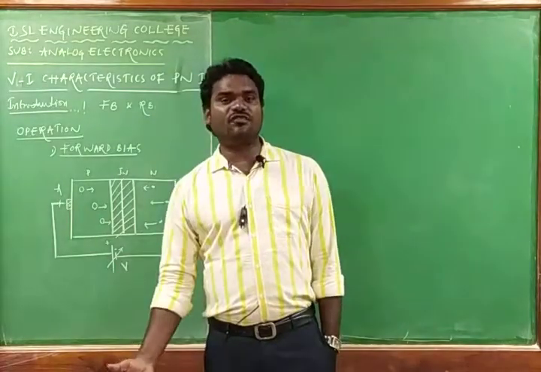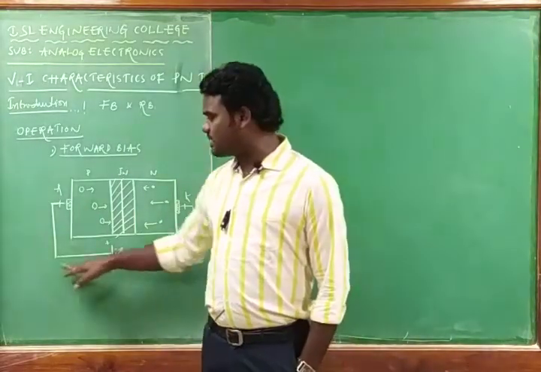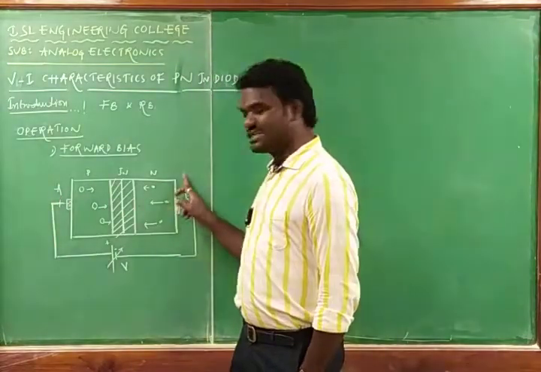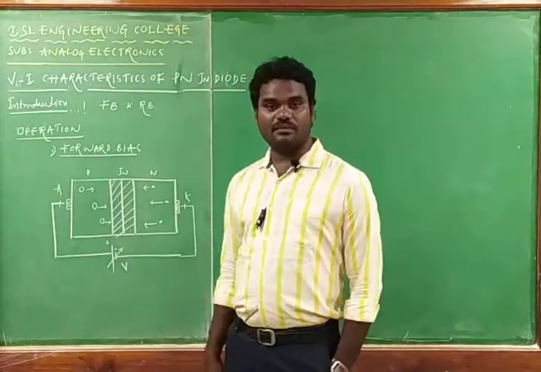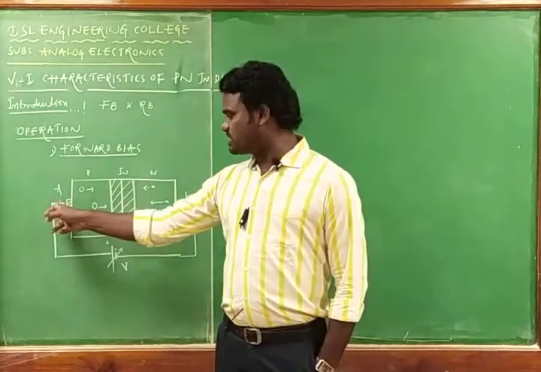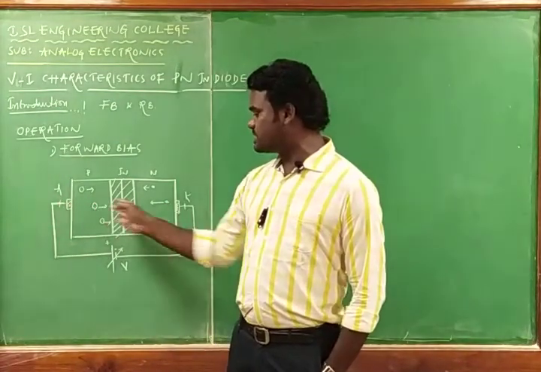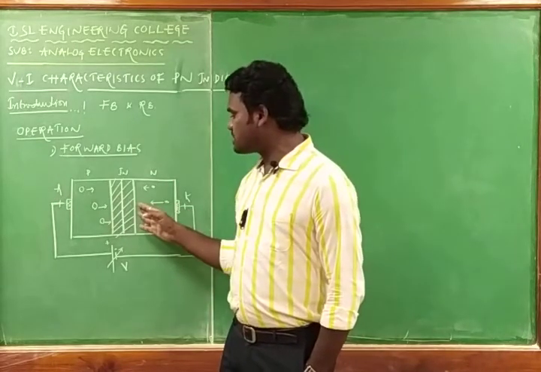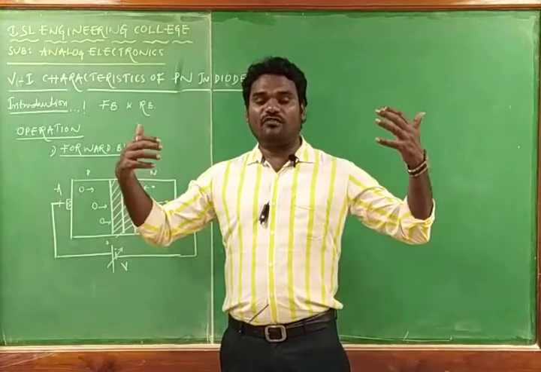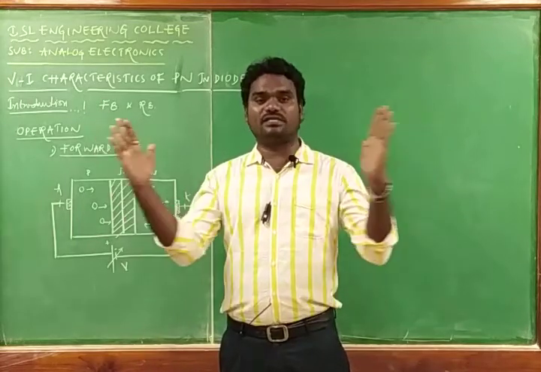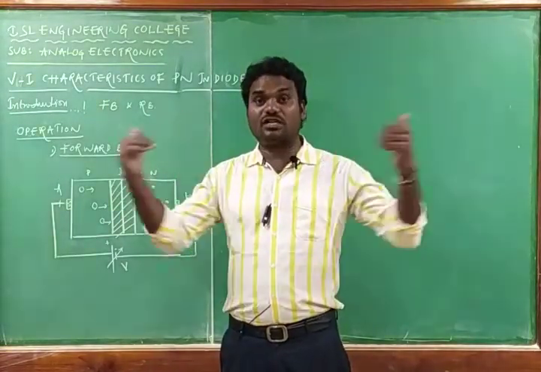Voltage is nothing but a force. Now we are applying some force, positive and negative. Positive-positive gets repulsion, and negative-negative gets repulsion, so this positive charge pushes the holes towards the junction, and this negative charge pushes the electrons towards the junction. That means the forces are operating in opposite directions towards the junction.